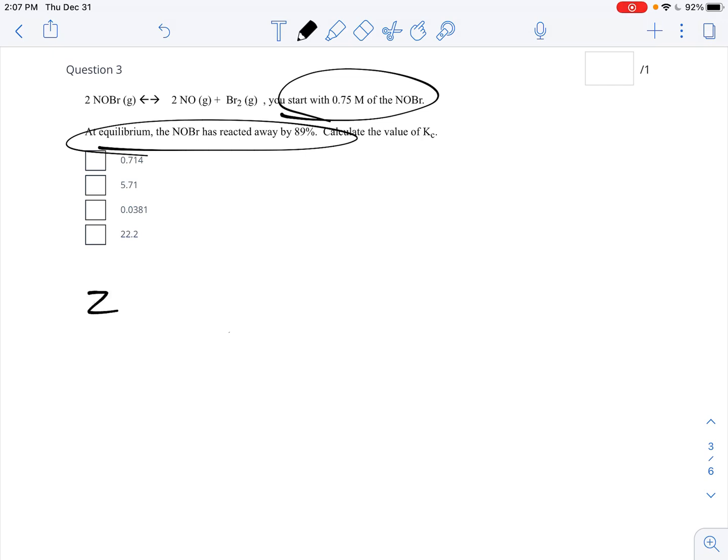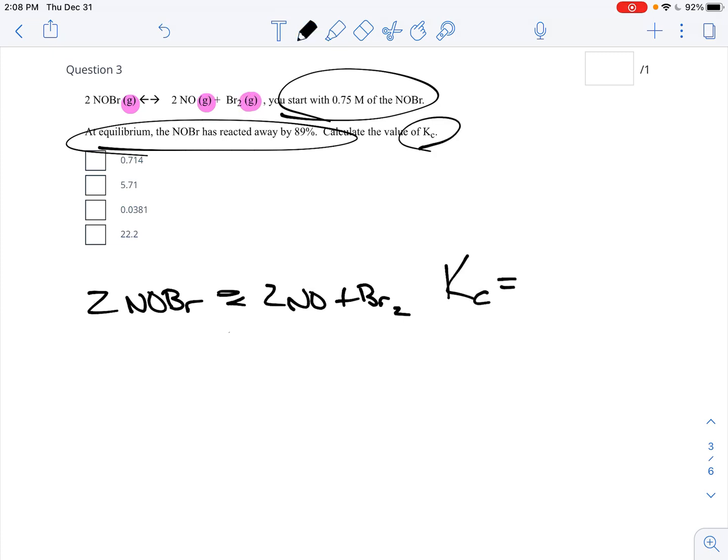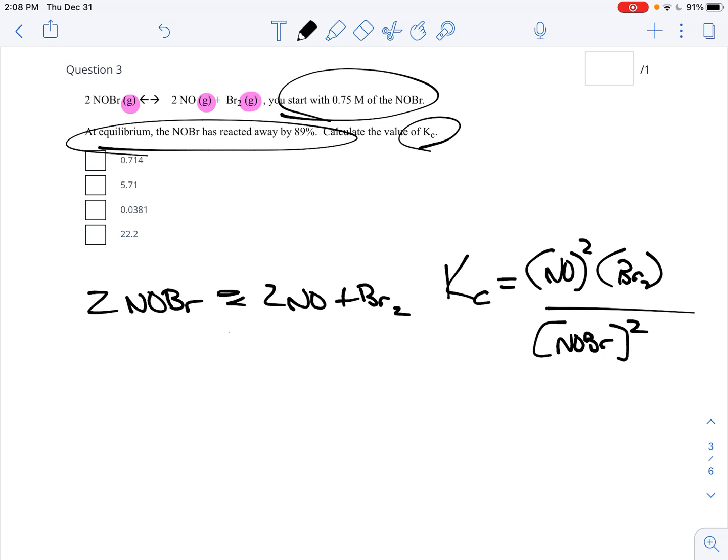So I'm just going to go ahead and rewrite our equation here. So it's 2NOBr, and that's going to be in equilibrium with 2NO and then Br2. And everybody is a gas, so it's fine. And I want Kc, so I can just go ahead and set up this equation. So that's going to be the concentration of NO squared times the concentration of the bromine divided by the concentration of the NOBr squared. But again, remember that these are equilibrium values. Not where you start, but where you get to equilibrium. So all of those have to be equilibrium values.